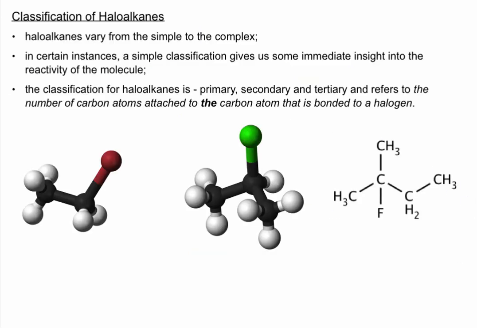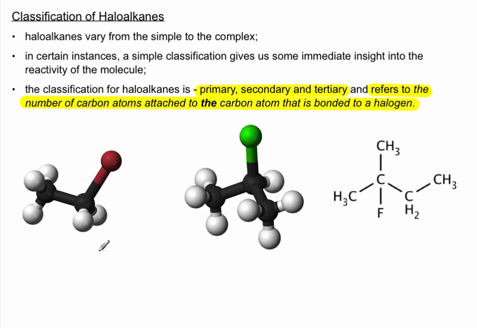One other thing you should know is the classification of haloalkanes, and this is pretty straightforward. It's a classification that tells us something about the actual structure. So we talk about primary, secondary, tertiary haloalkanes, and how we identify this. It refers to the number of carbon atoms attached to the carbon atom that is bonded to the halogen. So let's look at this by way of example.